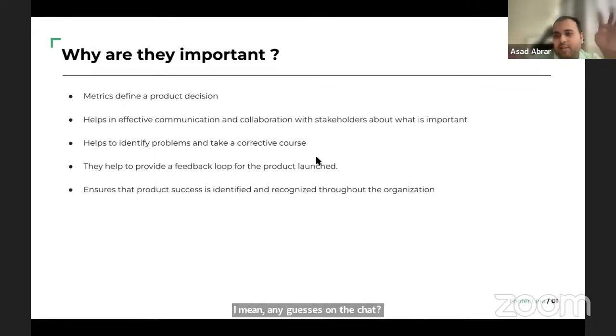The question is pretty simple. Let's say Amazon has launched a new advertising algorithm, so they show ads of products when somebody searches. Let's keep it as simple as that. Now, what do you think is the primary key metric that should tell you that this new algorithm is working well or not?